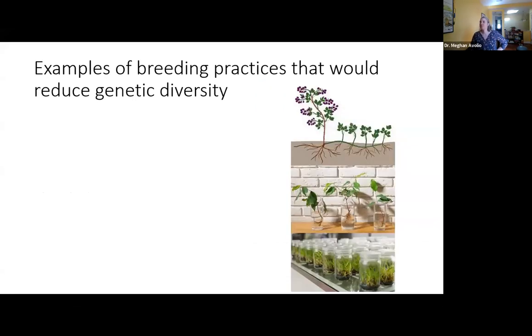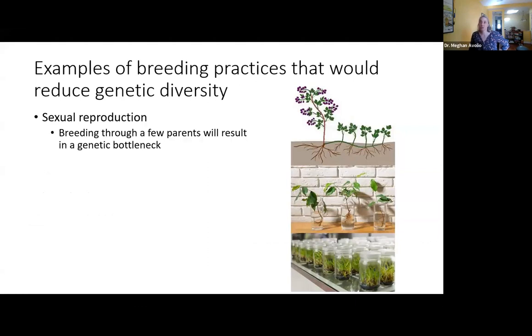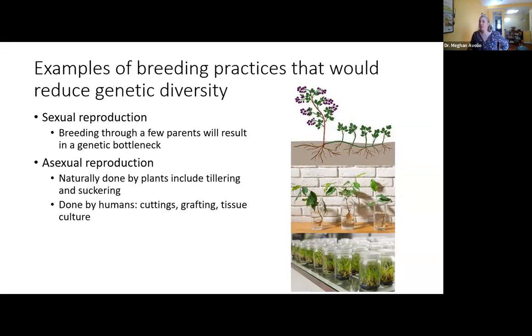So I want to end today really thinking about how breeding of plants can affect genetic diversity of populations. And so there's some practices that would reduce the genetic diversity of plant populations. So if we're breeding plants through sexual reproduction methods, if you only have a few parents that you're breeding, this would result in a genetic bottleneck, right? This would potentially be very similar to a founder effect, where we just have lower diversity overall.